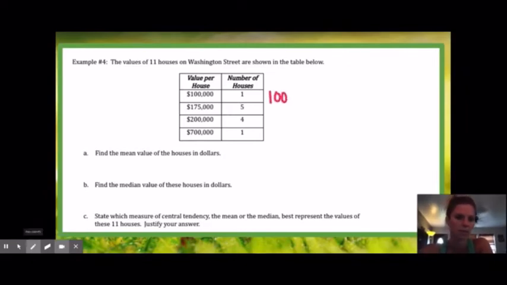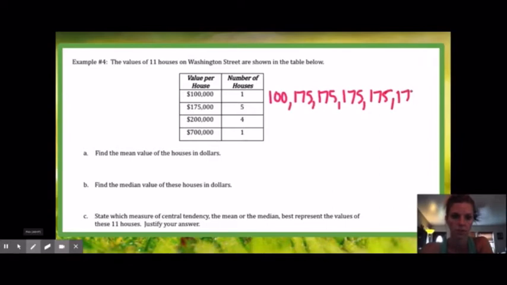It's going to want me to find the median as well. So I'm going to list them out just to prepare us for that. I have 5 that are 175,000. So 1, 2, 3, 4, 5. Just know that I'm talking about thousands here. I have 4 200,000s. 1, oh, can I squeeze it? 2, 3, nope, I'm gonna go down here, 4. And I have one $700,000 house. So there we go. There's our data.